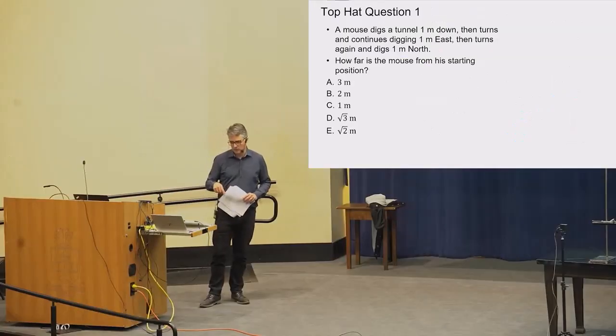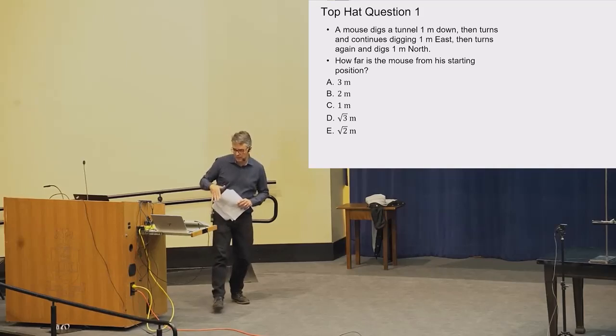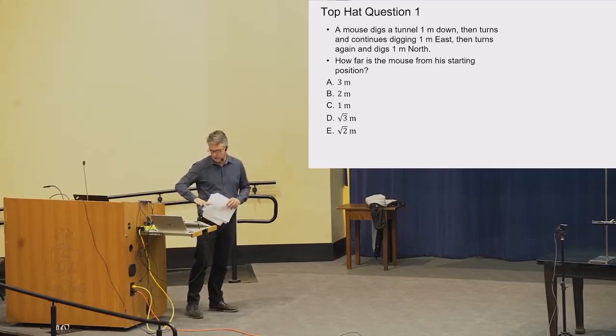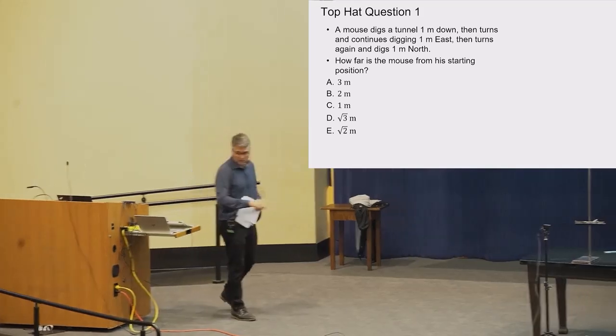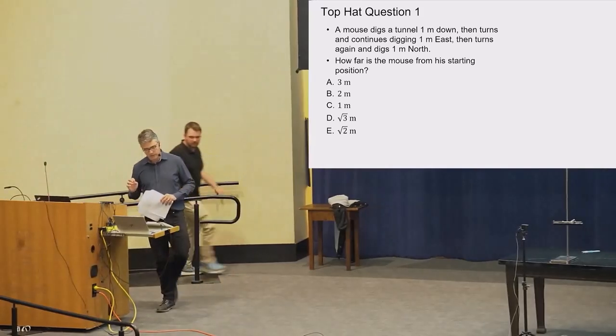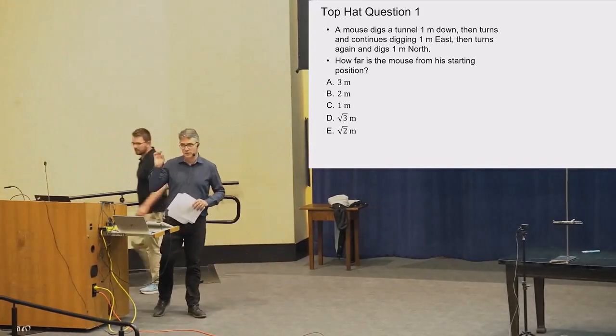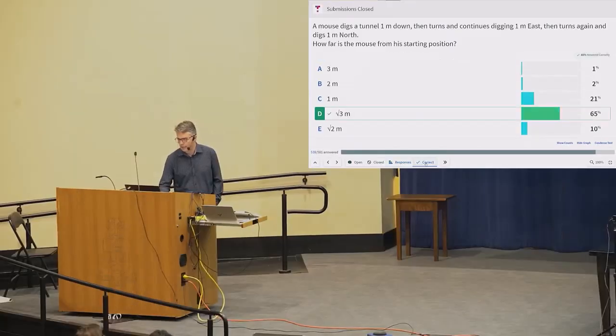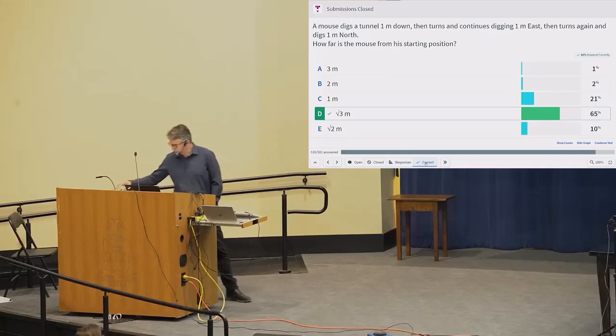A mouse digs a tunnel 1 meter down, and then he turns and continues digging 1 meter east, and then he turns left and continues digging 1 meter north. And the question is, how far in meters is the mouse from his starting position, that displacement? Responses sort of went around. I liked square root 3 meters.